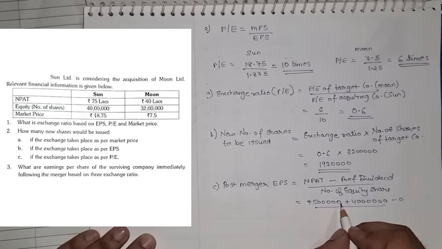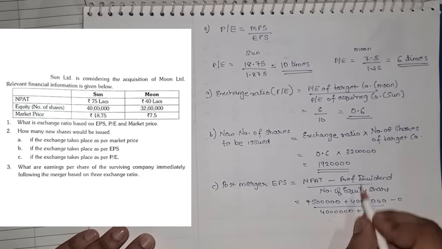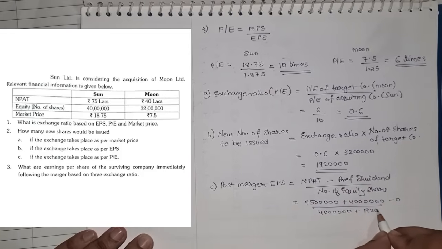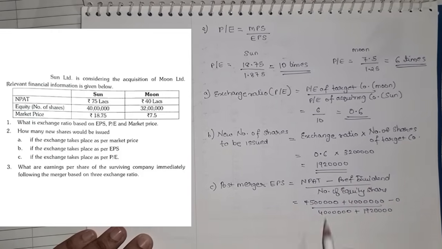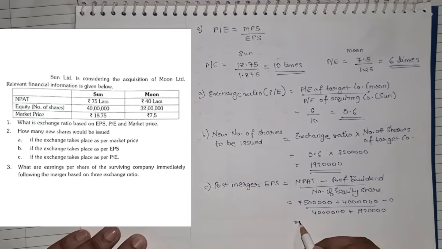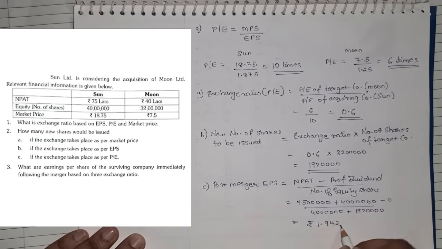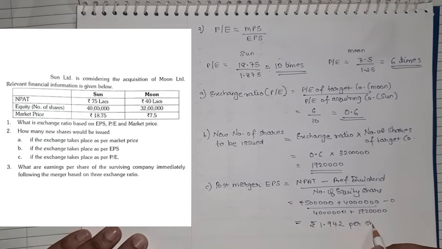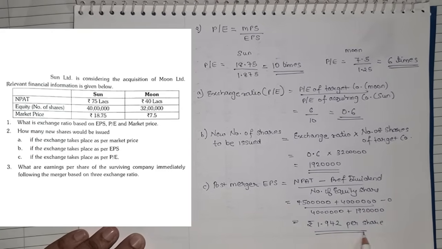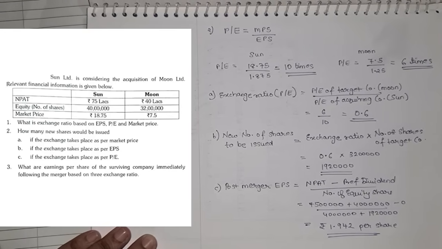Now of the acquiring company, the number of equity was already 40 lakhs plus the new issue of shares that we did of 19 lakh 20,000. That's it. So you add up, you divide, and you will get your final answer as rupees 1.942 per share. Got it? So this is how we solved.